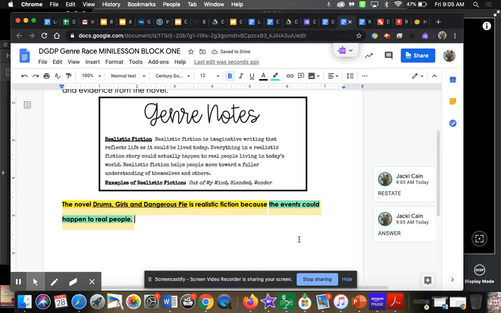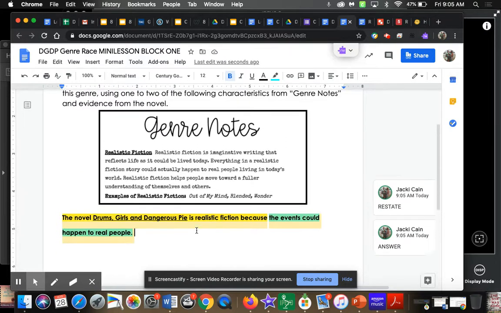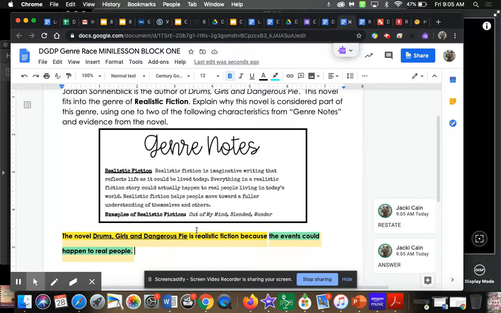Next is RA. What does C stand for? Cite. So I need to find textual evidence. If I go back to the question, it says using 1 to 2 characteristics from genre notes, which is here, and evidence from the novel. So I'm going to cite 2 pieces, because one's going to come from here and one's going to come from here.